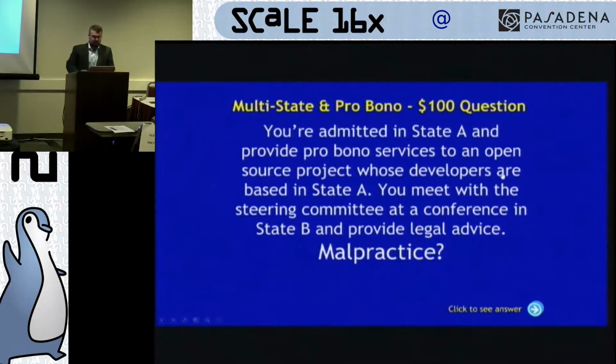100. Okay. You're admitted in State A and provide pro bono services to an open source project whose developers are based in State A. You meet with the steering committee at a conference in State B and provide legal advice. Malpractice. Any buzzers? No. Any thoughts on why?